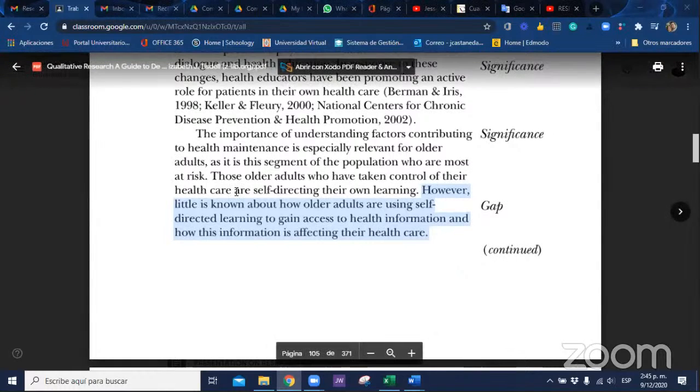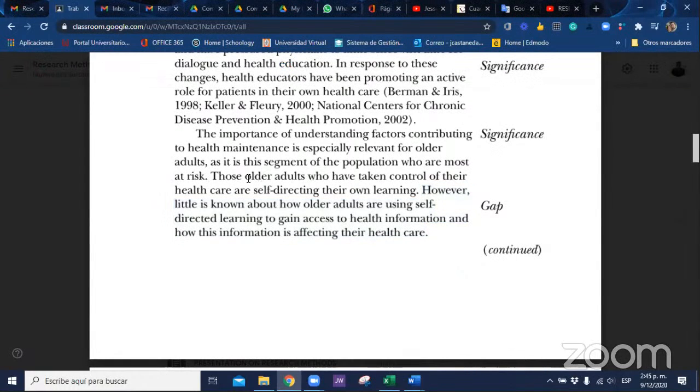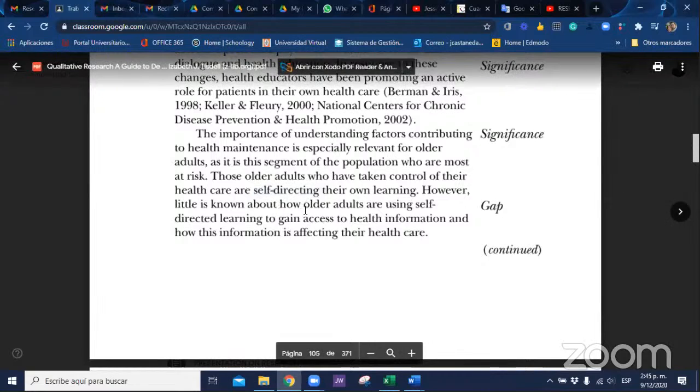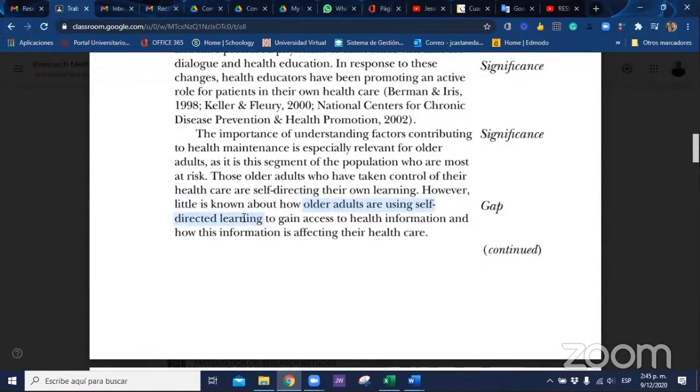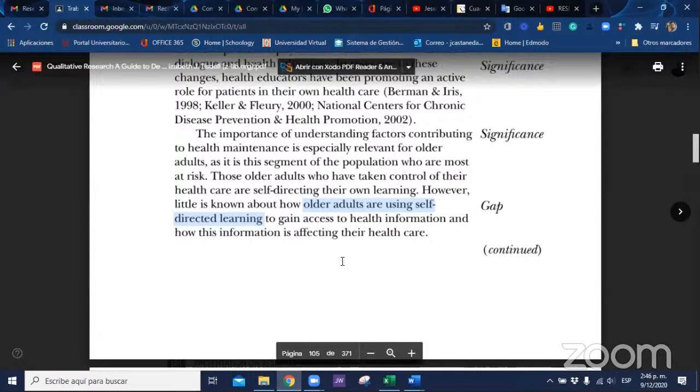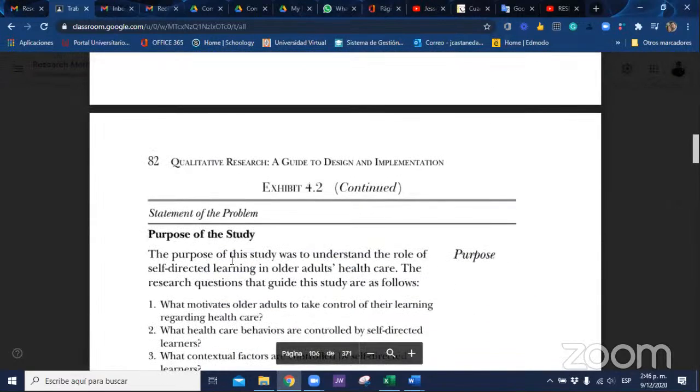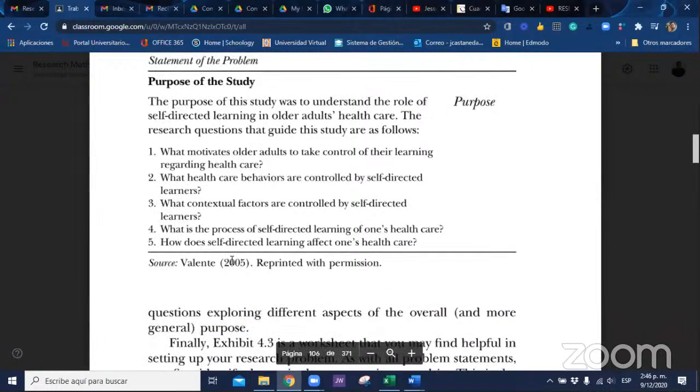They want to know because they say here that these older adults are using self-directed learning, okay? So they want to know how these older adults are using this self-directed learning, with the purpose of gaining access to health information and how this information is affecting their healthcare. That is the relationship that they want to see here, right? The complexities.